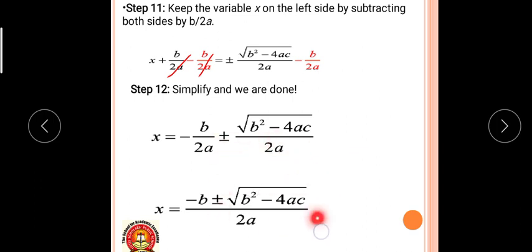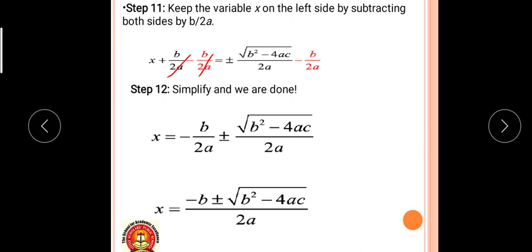Taking 2a as a common denominator, therefore x is equal to minus b plus minus square root of b square minus 4ac upon 2a, and this b square minus 4ac is called a discriminant, that we will see afterwards. Now this is the value of x. How many values? 2 values. Why? First one time you take minus b plus sign, and then minus b minus sign, and you will get alpha and beta, that are the roots of the given quadratic equation by the formula.